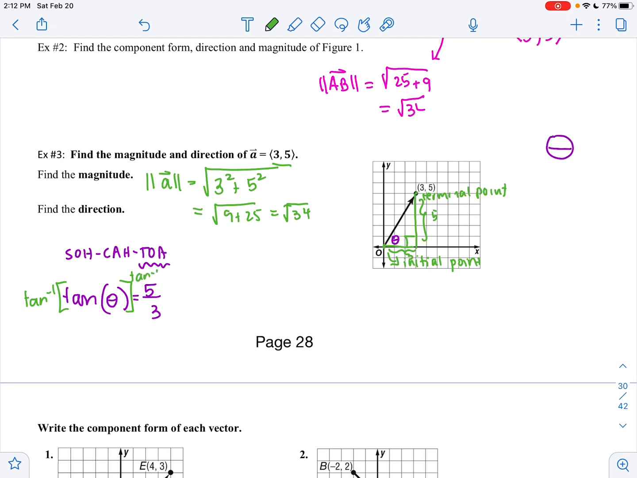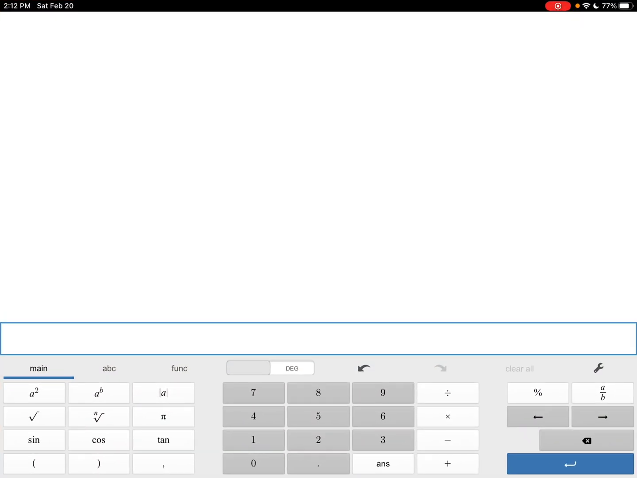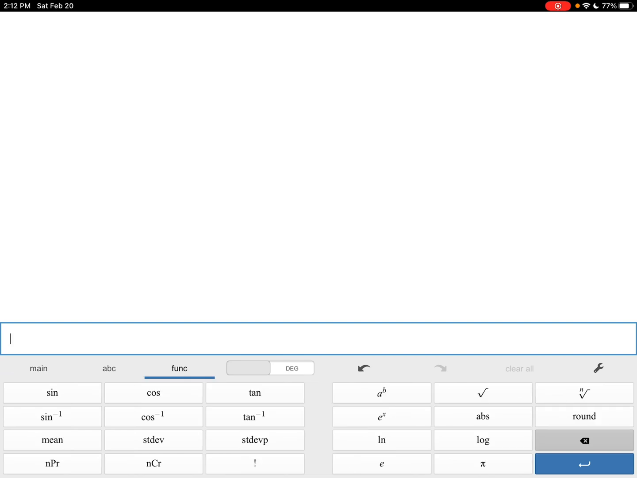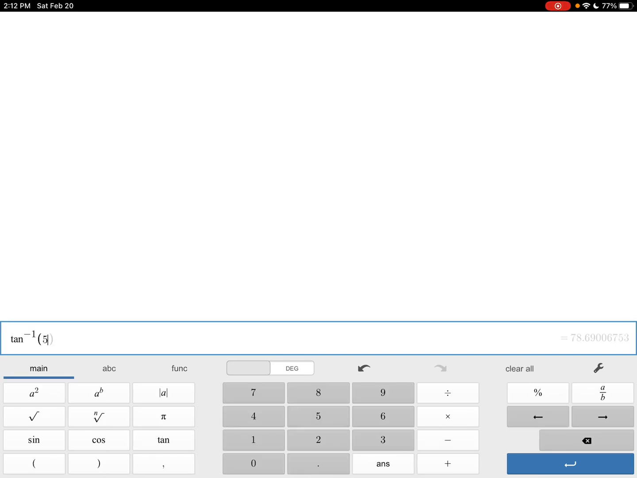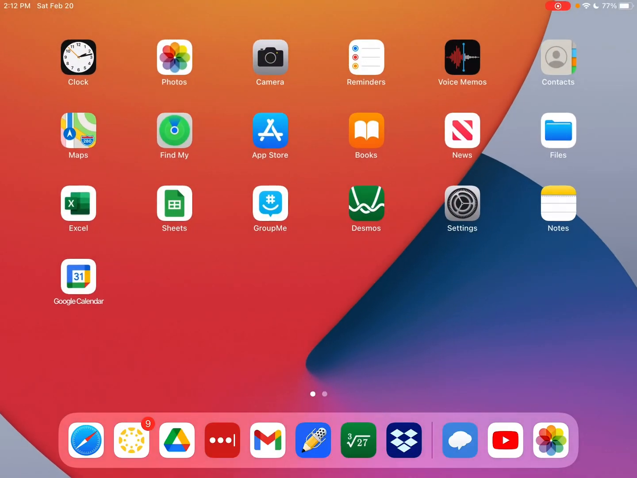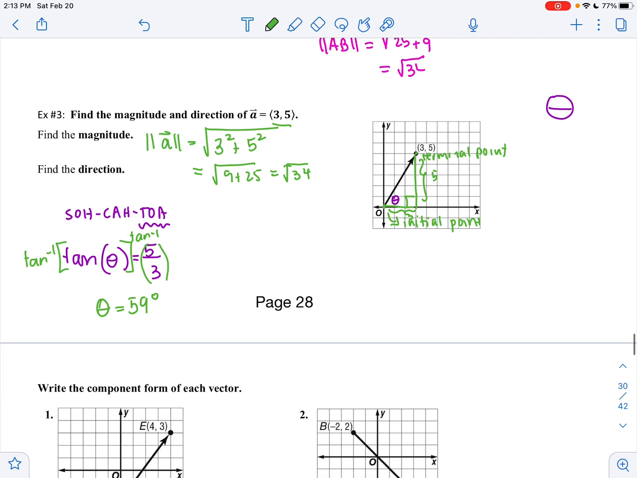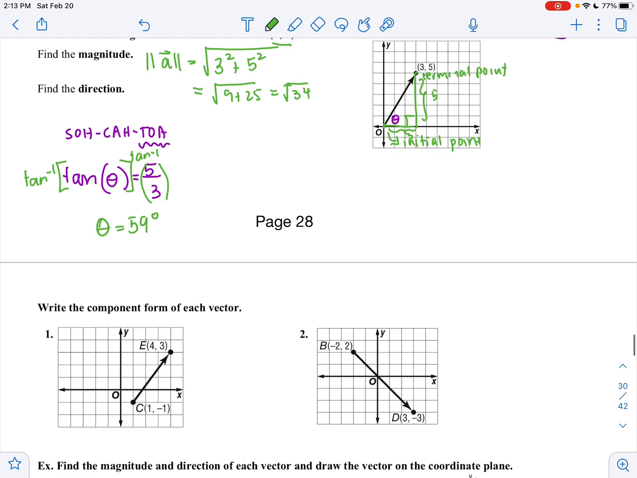So inverse tangent. On our calculator, we would pull up the scientific calculator. I had done it before, but to find it, you would go to function, inverse tangent, go back to the main screen, 5 divided by 3, and we get a measurement of 59 degrees. 59 degrees is the angle that's formed between the x-axis and that vector. So theta is equal to 59 degrees. That is our direction.